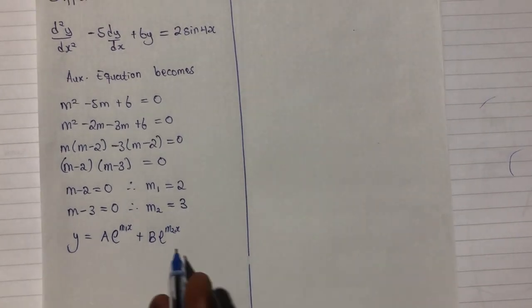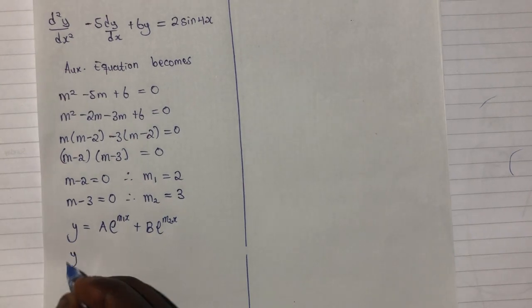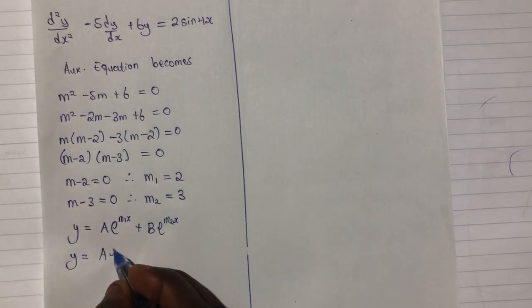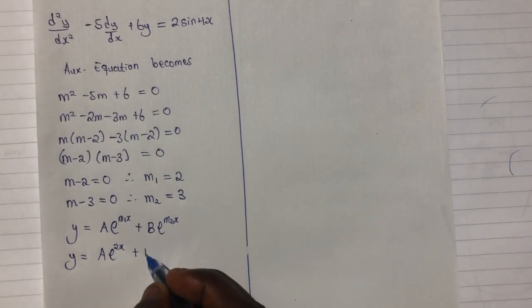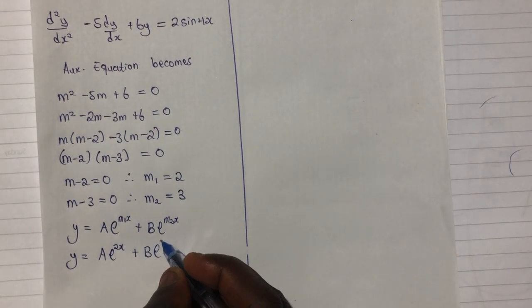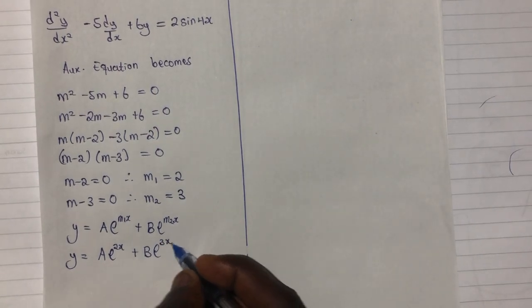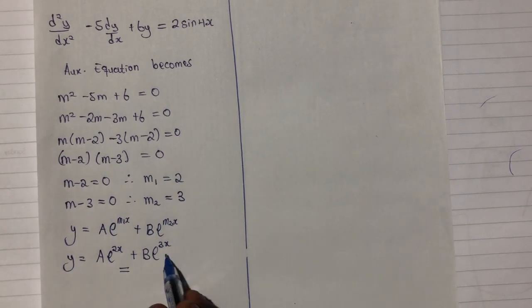I just wrote down the formula so that I can input the values. There's no need for you to do that. You can just move straight forward. So this becomes y equals a e to the 2x plus b e to the 3x. So this is our final solution. This is what you are supposed to write.